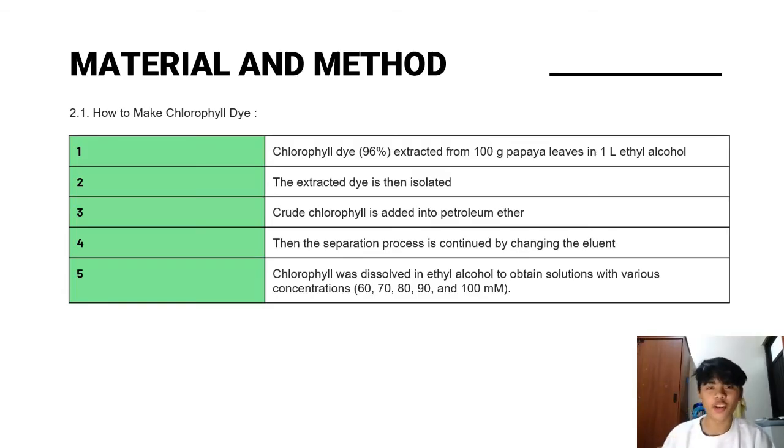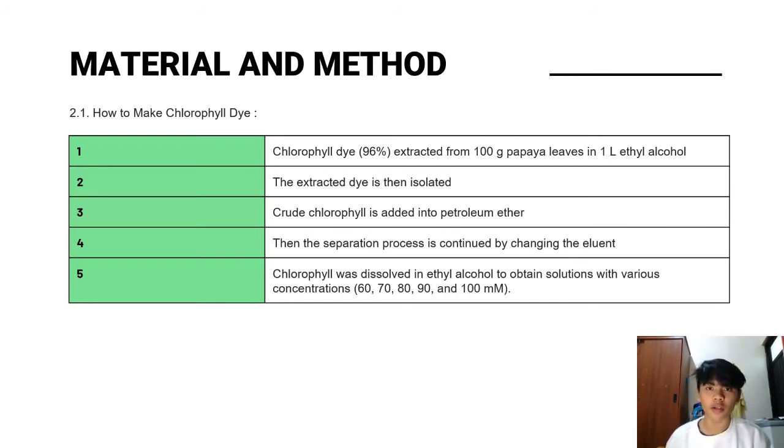Part 2, Material and Method. 2.1, How to make chlorophyll dye. So the first step is chlorophyll dye extracted from 100 gram papaya leaves in 1 liter ethyl alcohol. The chlorophyll dye extracted from 100 gram of papaya leaves was added into 1 liter ethyl alcohol and heated at 17 Celsius for 3 hours. Separation of the solution was carried out using a Buchner funnel with a single Whatman number 42 filter paper.